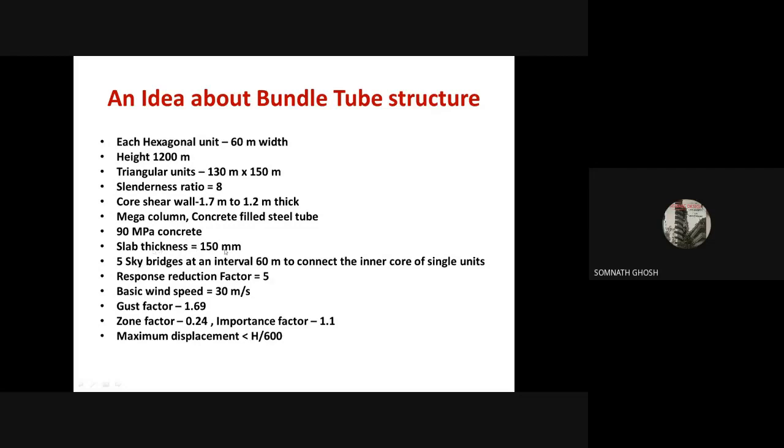Slab thickness is 150 millimeter. There are 5 sky bridges at an interval of 60 meters to connect the inner core of the single units. That is done. Response factor is considered 5, and the wind speed considered in that particular example is 30 meters per second. Gust factor they calculated 1.69.